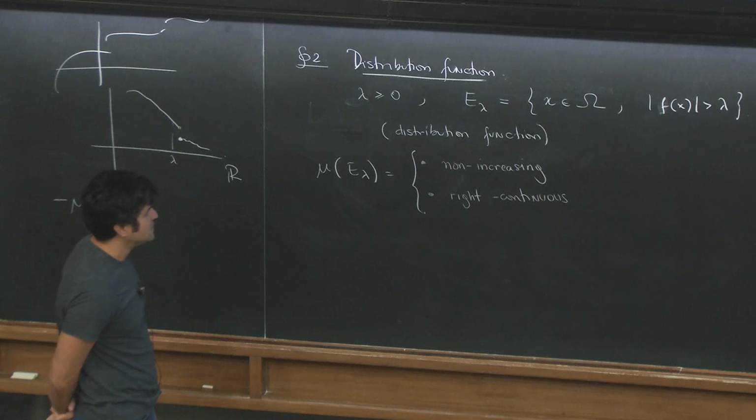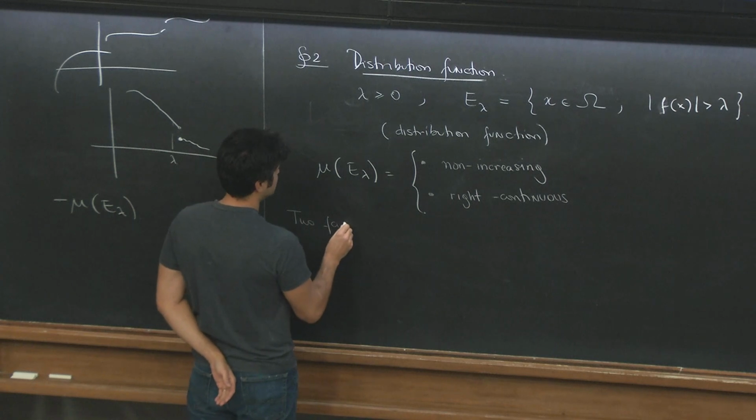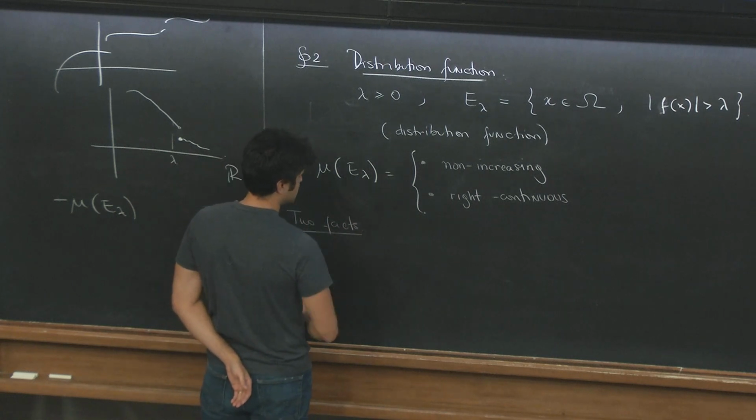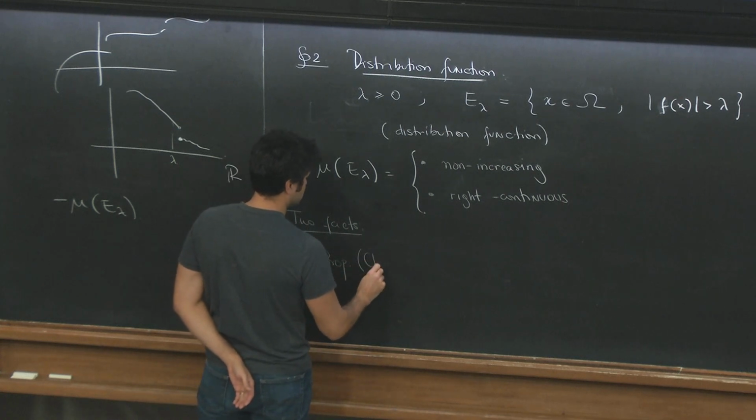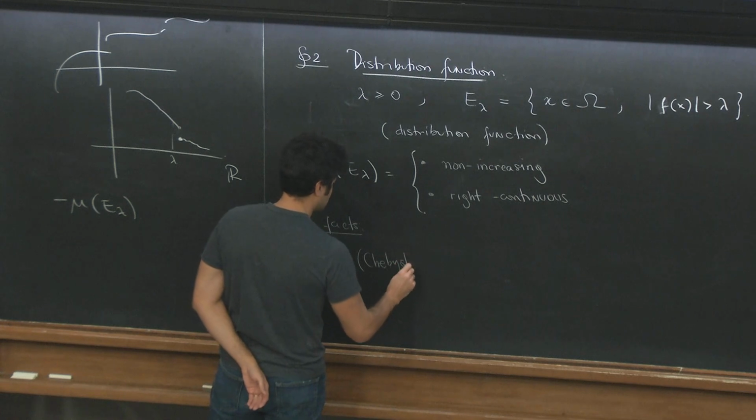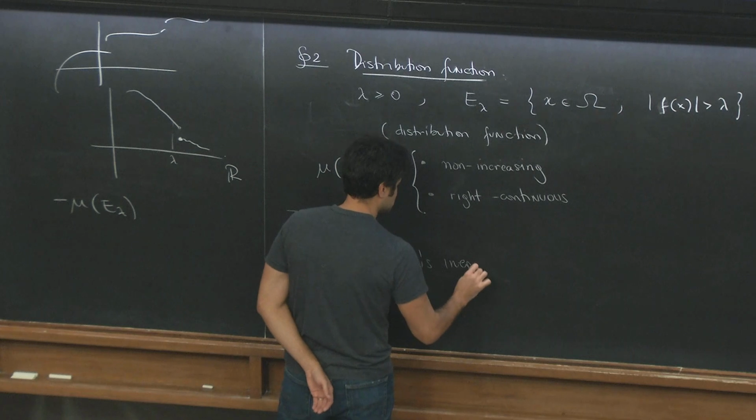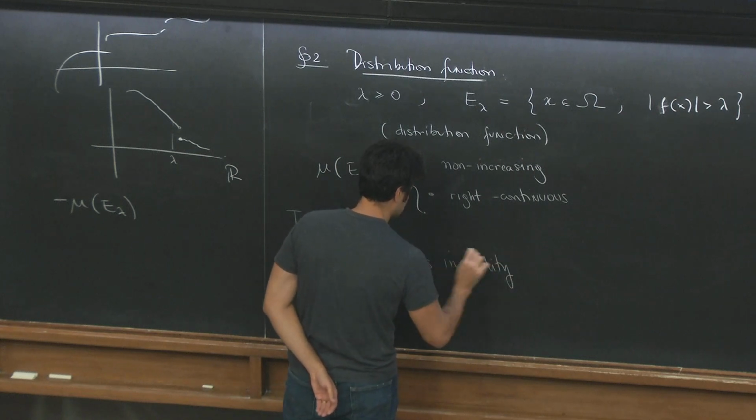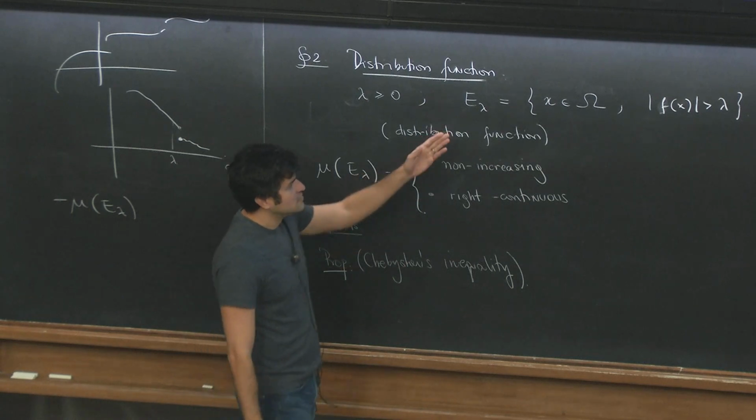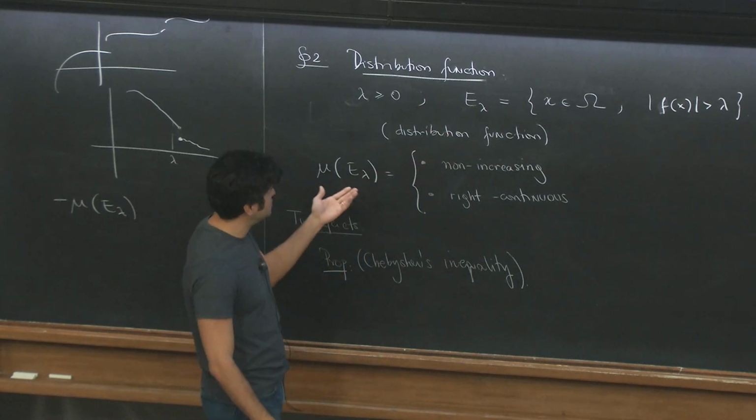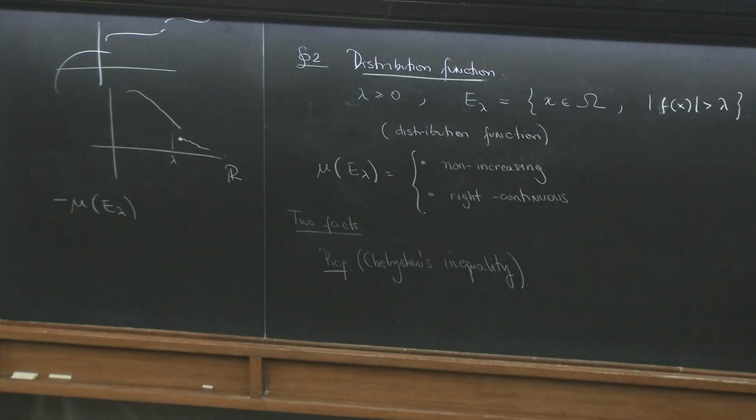For now, let's just take a look at 2 facts. I just wanted to present to you 2 facts concerning these sets. The first one is called Chebyshev's inequality. You write Chebyshev's like this. And this is the following. There is a way to bound the measure of these sets in terms of the LP norm.